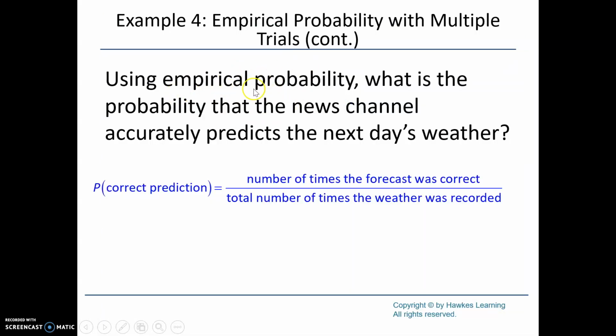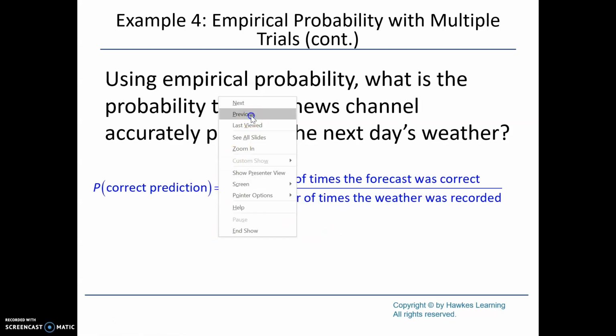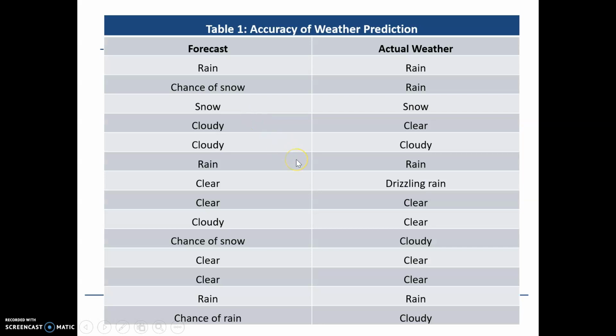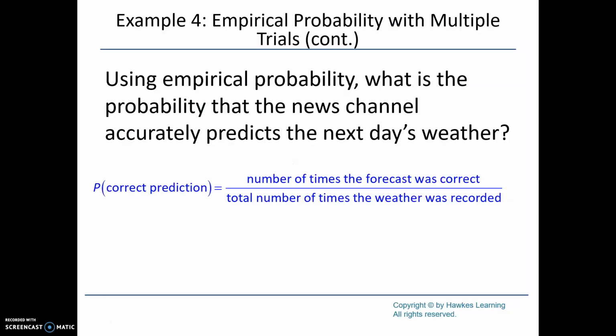So using that empirical probability, because again, this was just over 2 weeks, so many days, we need the total number of times the weather was reported for this case, and the total number of times the forecast was correct. So pause this video and look back in your notes to look for that table. Check this table out and see how many times they recorded the weather and how many correct times it happened, how many correct forecasts.